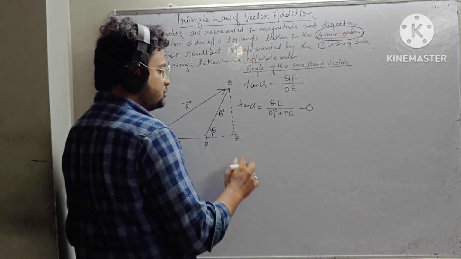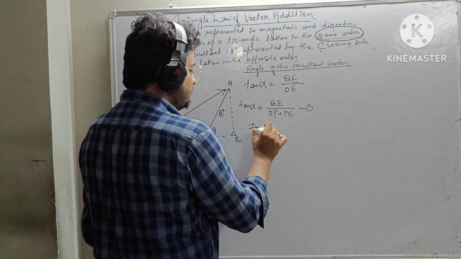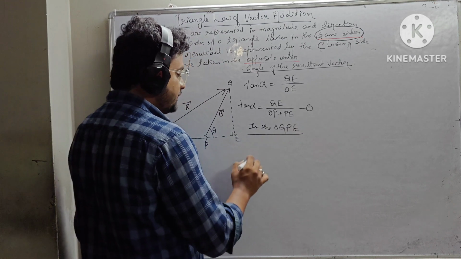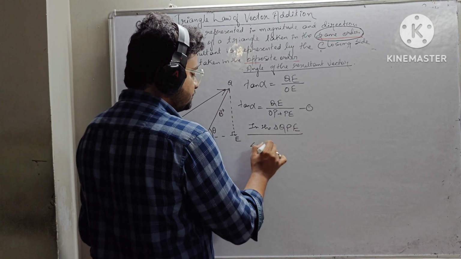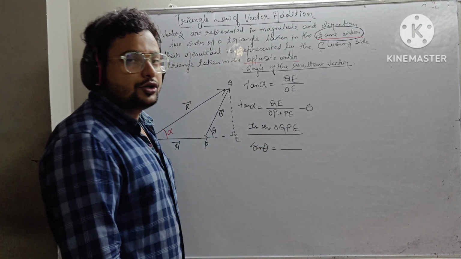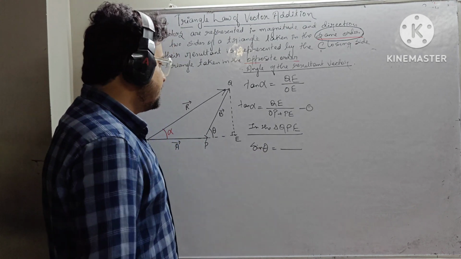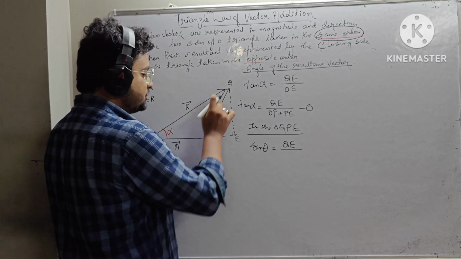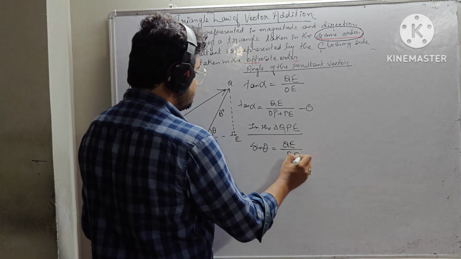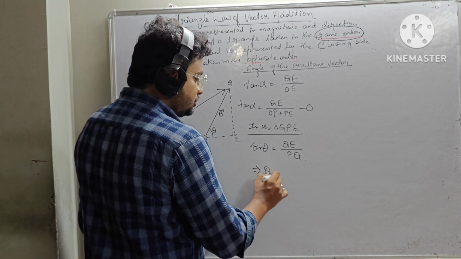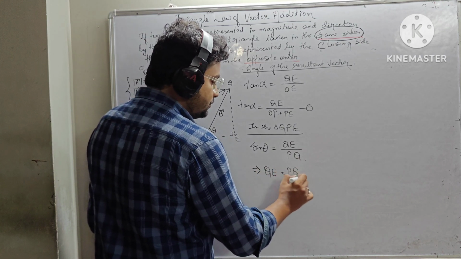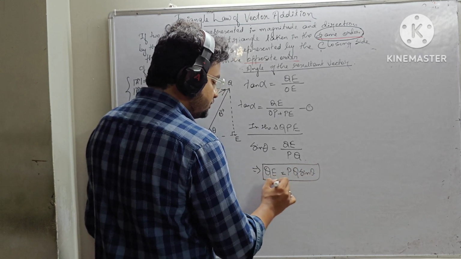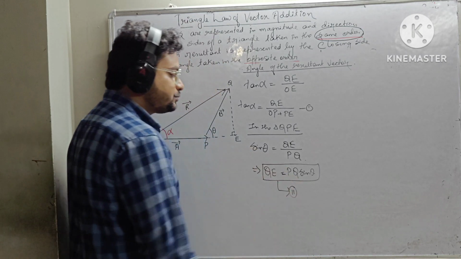Let us take this small triangle. In the triangle QPE, first you find out sine theta. Sine theta is perpendicular divided by hypotenuse. So QE divided by the hypotenuse, and the hypotenuse is PQ. So QE will be equal to PQ sine theta. This is your QE. Let this be equation 2.